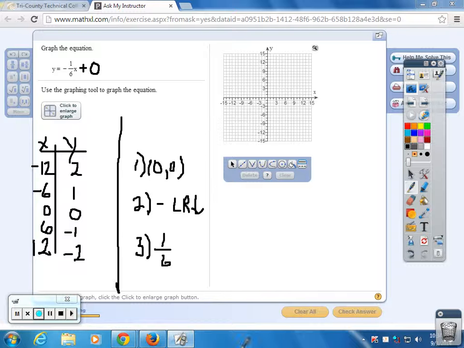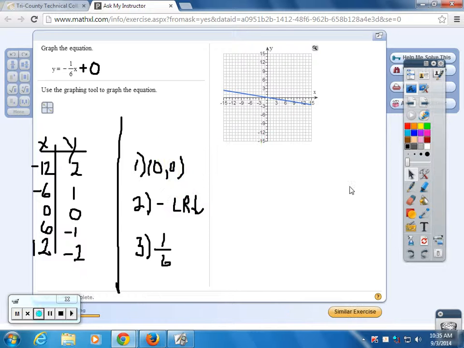So, however you want to graph it, you graph it. I'm going to go over here, and I'm going to plot my 0, 0. And my slope is left to right what? Down. So there's my slope. And all I got to do is go 1 vertical and what? 6 to the right. 1 vertical and 6 to the right there. And there's my line. Vertical over horizontal. And that should be it. It's a miracle.